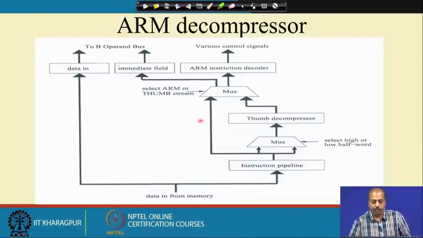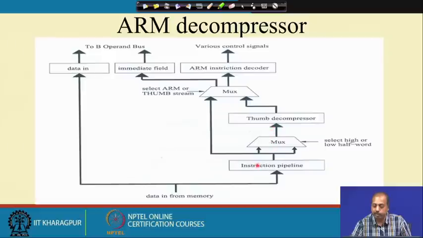Conceptually, you can see that from the data memory it comes. If it is an instruction, it will enter into the instruction pipeline. If it is data, it will come as data in and go to the B operand bus. You remember that was a part of the ALU; the ALU was getting the A bus and B bus. So, this is the B bus. Now, if it is an instruction, it goes to the instruction pipeline. We can have this select high or low half word, so 16 bits are selected, and it is going to the thumb decompressor.